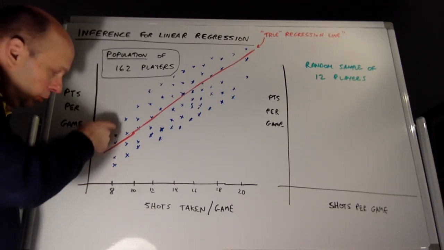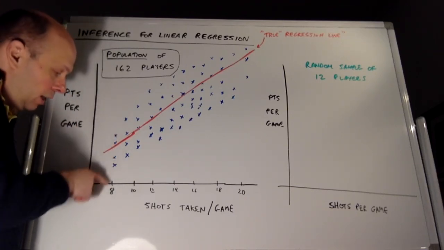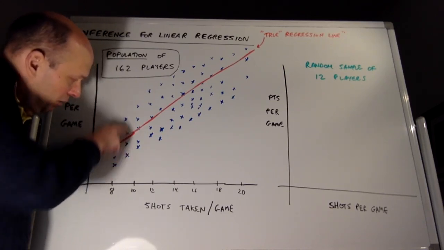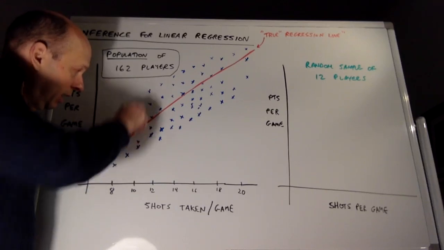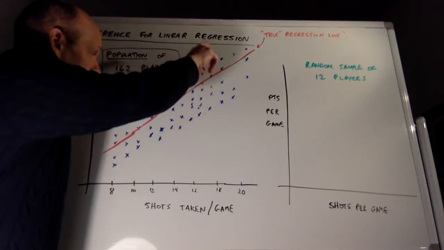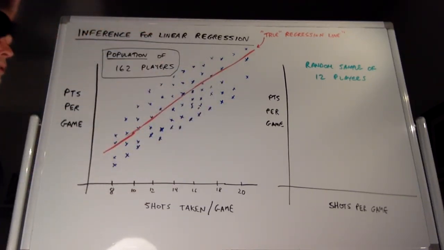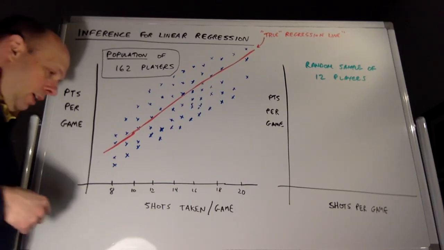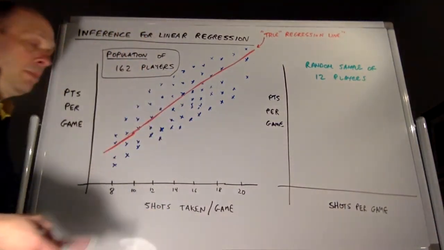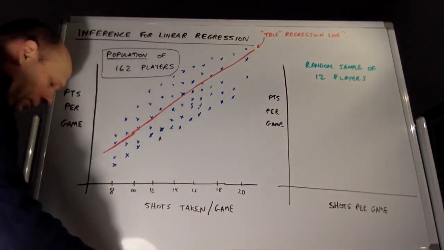And we'd have a whole bunch of players that are averaging 8 shots a game, a whole bunch of players that are averaging 9, a whole bunch that are averaging 10, and so on, right? So we'd have this mass of points, and it would have this true regression line. And we could sample from this population, which is what you did.